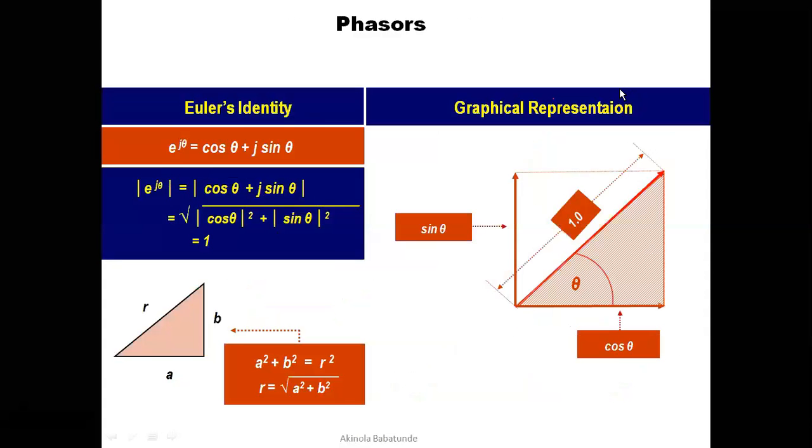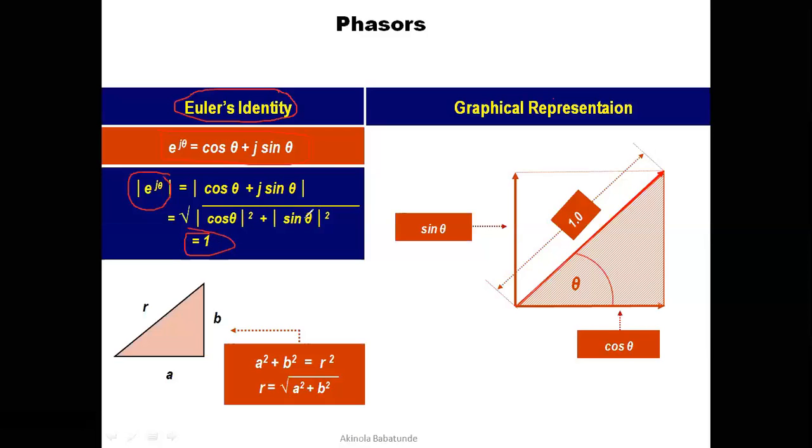Now let's look at phasors. Now that we have the understanding that we have, let's look at phasors. The first thing you should pay attention to, we've talked about the Euler identity before. The Euler identity is usually given as exponential j theta equal to cos theta plus j sine theta. This is very important. The magnitude of that will give us the magnitude of cos theta plus j sine theta, which is the square root of cos squared theta plus sine squared theta, and eventually this gives us 1. So the magnitude of e to the j theta, the Euler identity, is always equal to 1.